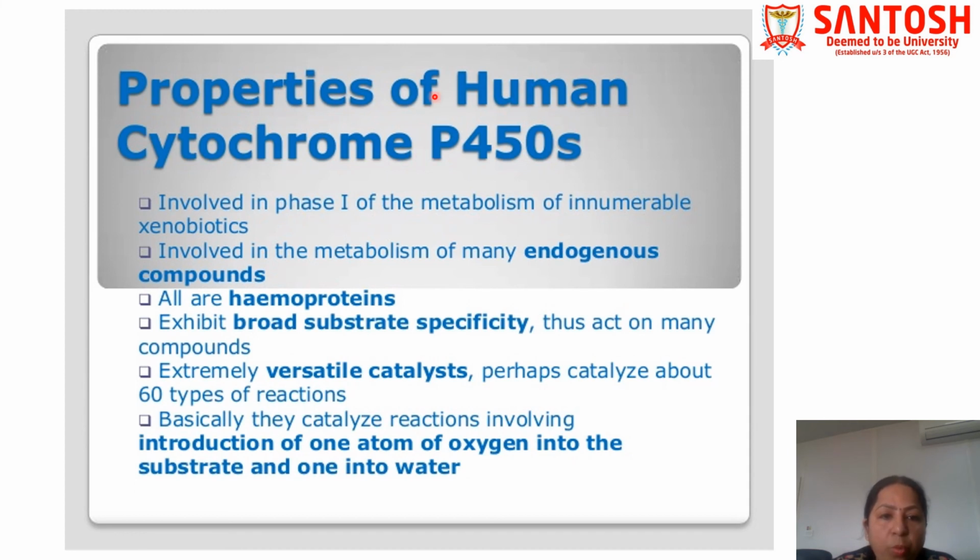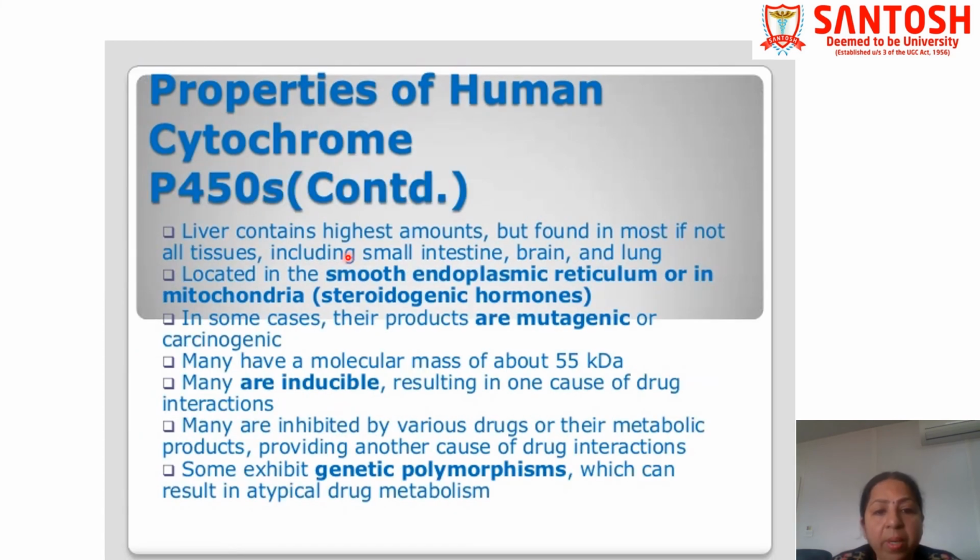Now, properties of human cytochrome P450 involved in phase 1 metabolic reactions of innumerable xenobiotics. It is involved in the metabolism of many endogenous compounds. All are heme proteins. All of these contain a heme ring in their scaffold, exhibit broad substrate specificity, thus act on many compounds, extremely versatile catalysts, perhaps catalyzing about 60 types of reactions. Basically, they catalyze reactions involving introduction of one atom of oxygen into the substrate and one into water. Liver contains the highest amount but they are found in most, if not all, tissues, including the small intestine, brain and lung, located in the smooth endoplasmic reticulum or in the mitochondria.